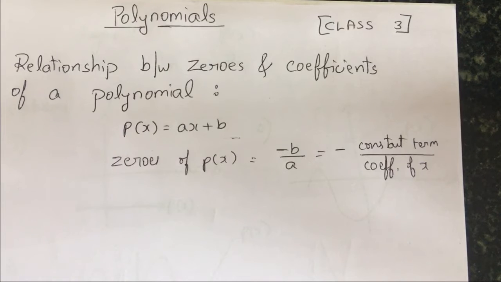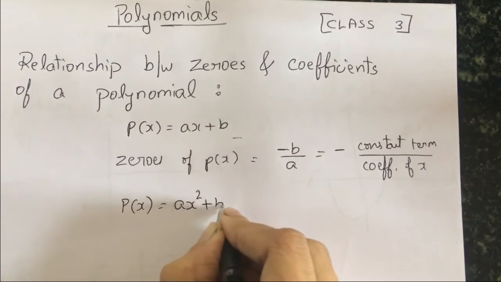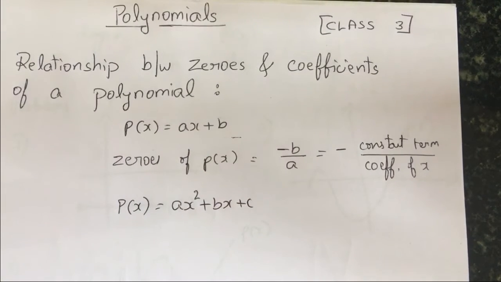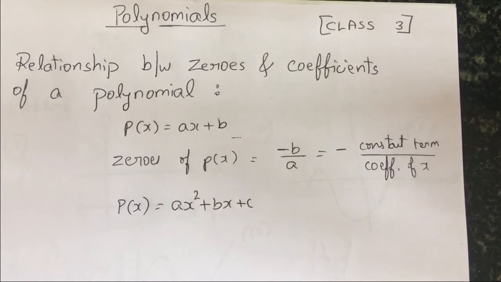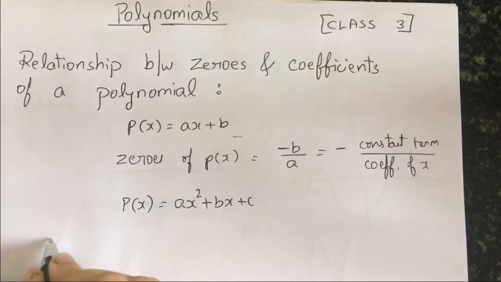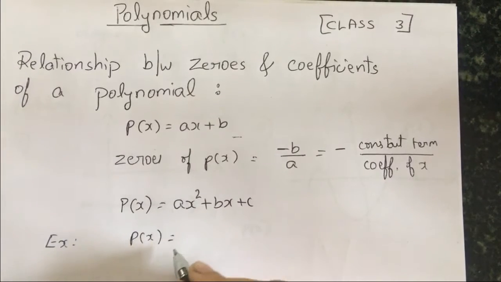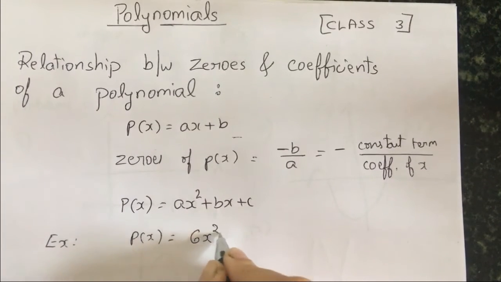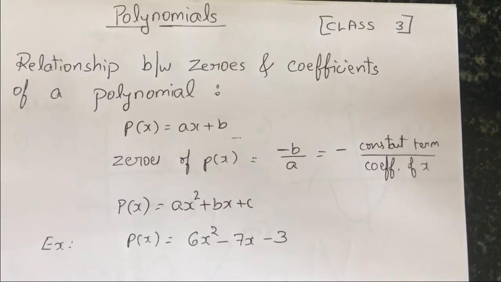Now let us learn the relation between the zeros and coefficients of a quadratic polynomial. Suppose I have a polynomial of this kind, ax square plus bx plus c. Then how is the relation between zeros and its coefficients? We'll explain with an example. Suppose I have a polynomial p of x equal to 6x square minus 7x minus 3. Okay, this is my polynomial.